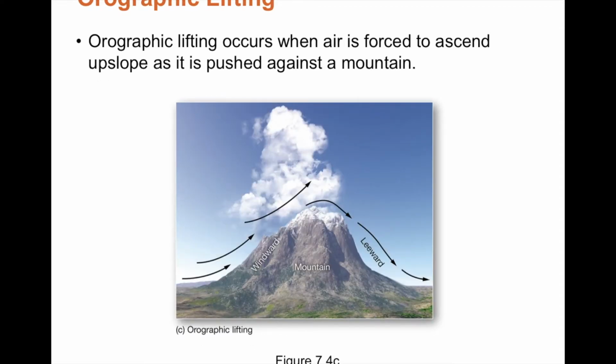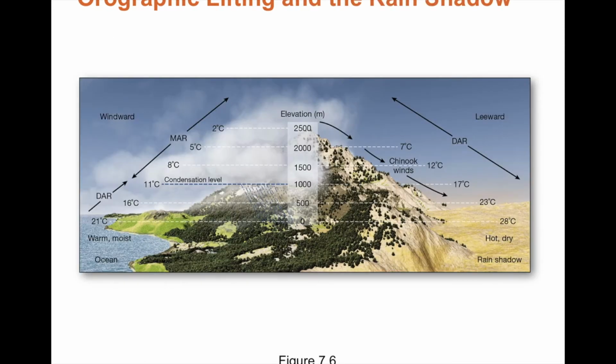Orographic lifting occurs when air is forced to ascend upslope as it is pushed against a mountain. There's something called the rain shadow effect, where you have a large mountain range, and on the windward side, the air goes towards the range, is forced up over the mountain, cools to the dew point, and releases its water. Then as it goes down, you'll always have a dry side of the mountain, or a drier side, depending on where it's located.